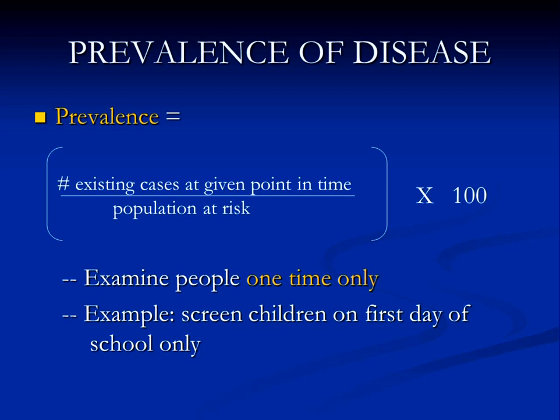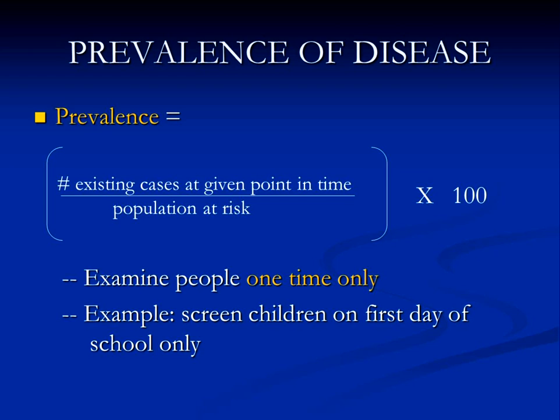To calculate prevalence, your numerator is the number of existing cases that you see whenever you're collecting the data, and then you're going to divide it by the population at risk, and to get it as a percentage, you will multiply that number by 100, and you can state it in percentages.